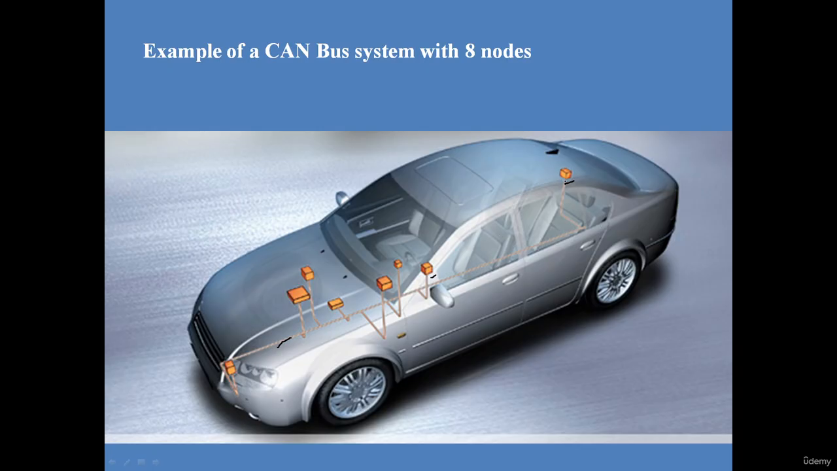So if this ECU wants to communicate with this ECU, then this ECU will send its data on the CAN bus. The data will flow through the CAN bus and finally it will reach this ECU. So how a message is sent and how a message is received by a controller, we'll be discussing in future slides.